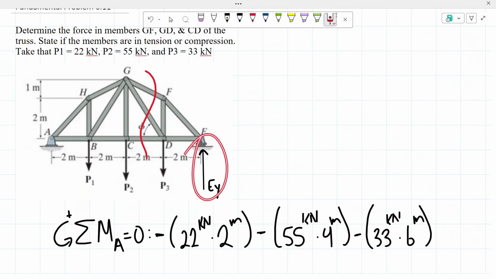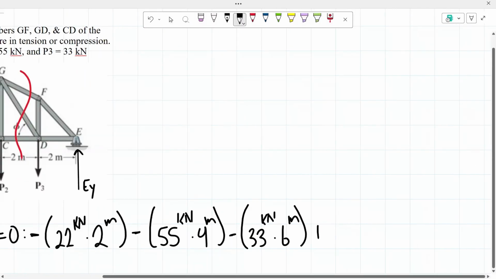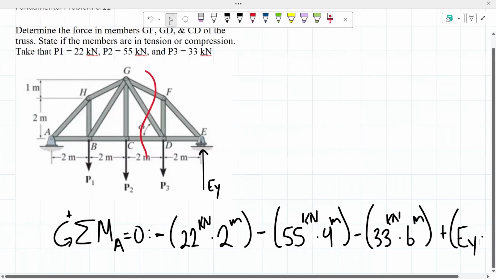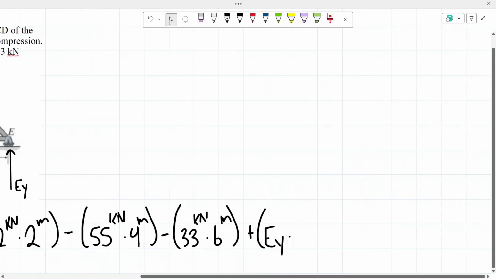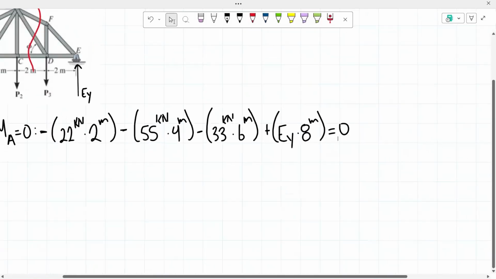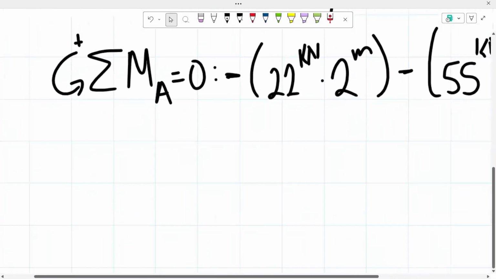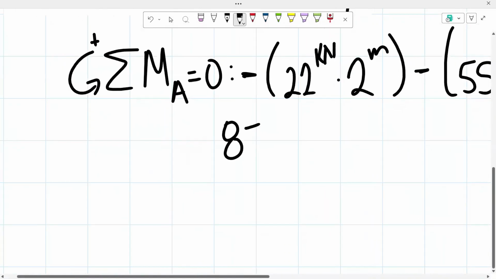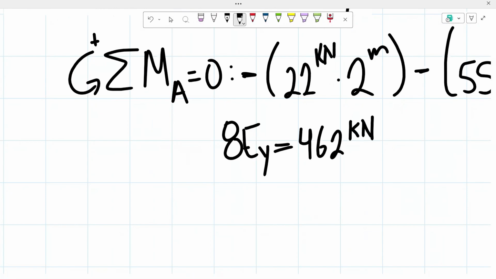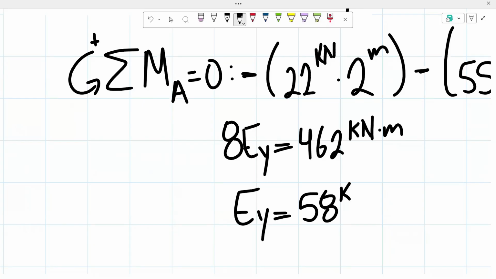And then from there, we have our E sub y. Our E sub y will be creating a counterclockwise moment, so that's a positive moment with a force, which is what we're trying to determine, times the distance of 8 meters. And all of that has to equal 0. From there, we would get 8 E sub y is equal to 462 kilonewton meters. And from here, we would just solve for our reaction E sub y, giving us a value of 58 kilonewtons.